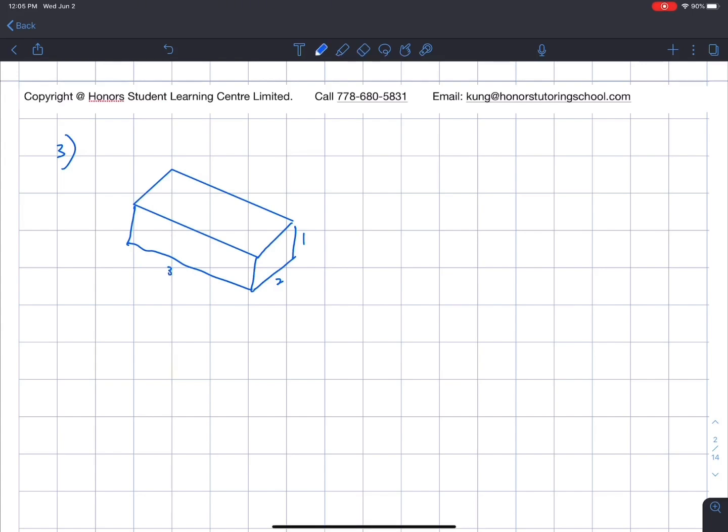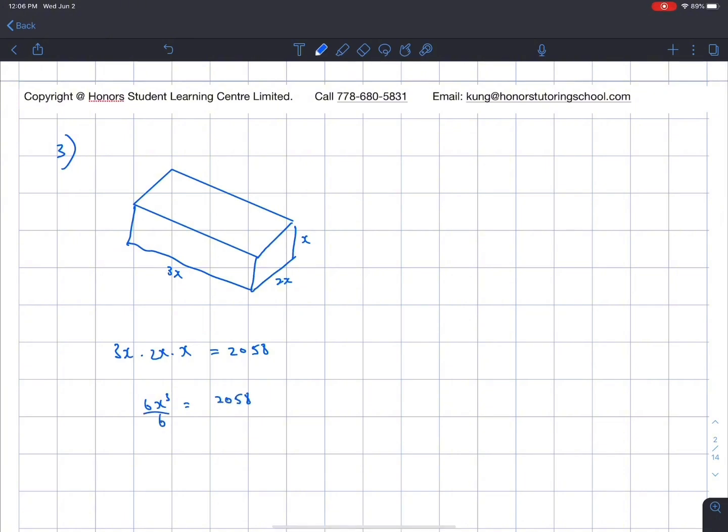So, we don't know what it is. We'll just let it be 3x, 2x, and 1x. So that would fit the ratio criteria of having a length to width to height of 3 to 2 to 1. Determine the length of the rectangular solid. So again, the volume will just be length times width times height. And we were told that this equals 2058. So we have 6x to the power 3 equals 2058.